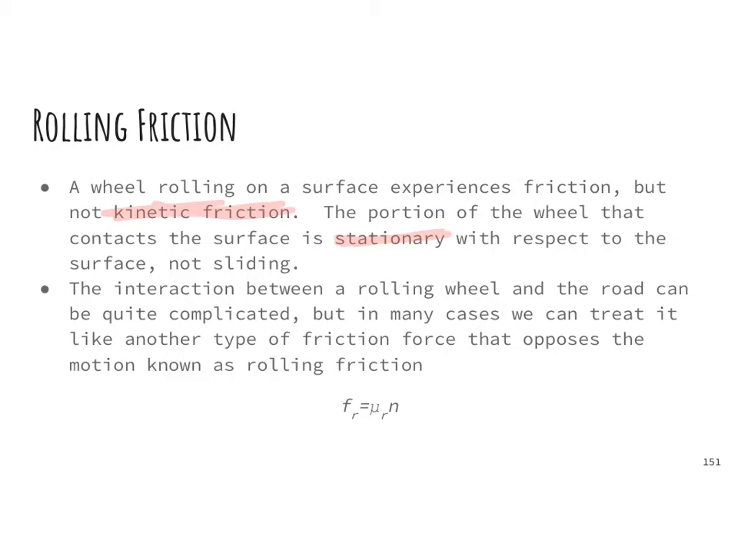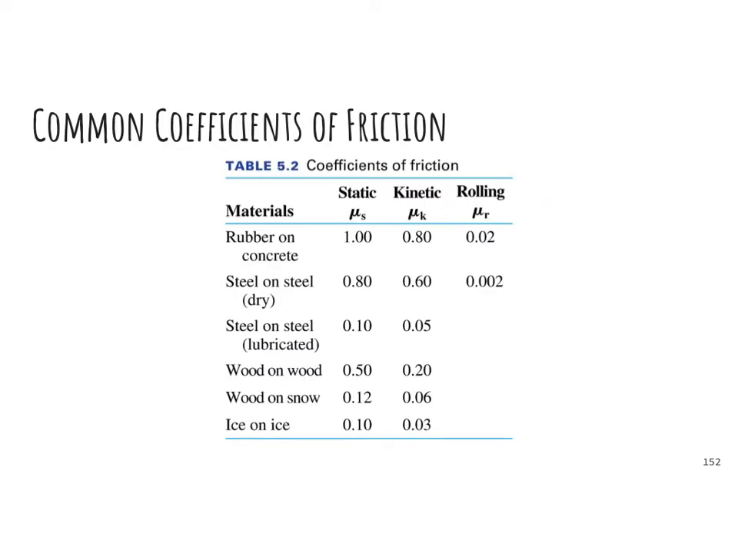So instead, we call this the interaction between a rolling wheel and the road its own type of friction, called rolling friction. This will pop up extremely little in this class. It's just a different way of thinking about it. We worry mainly about kinetic and static, but there is a small extension known as rolling friction.